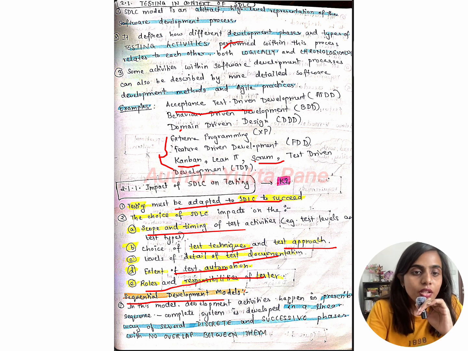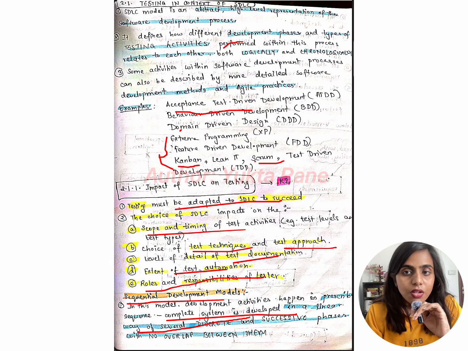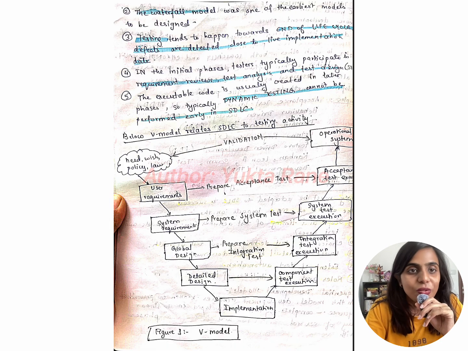In this model, development activities happen in a prescribed sequence. The complete system is developed in a linear way, in several discrete and successive phases. So all the phases are successive in nature. Let's say phase number 2 is built on phase number 1, phase number 3 is built on phase number 2, so the development is carried on in a linear way. Now there are advantages and disadvantages of the same. The waterfall model is one of the sequential models, and the earliest model, which is very popular; you might have even heard this word.